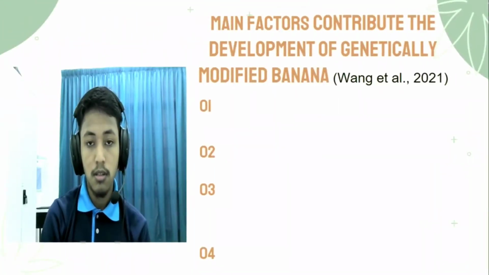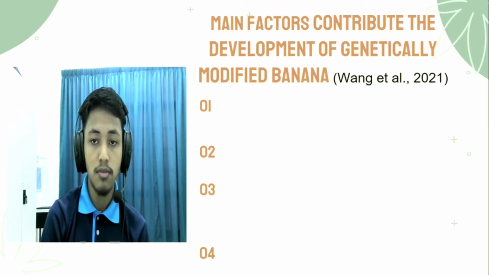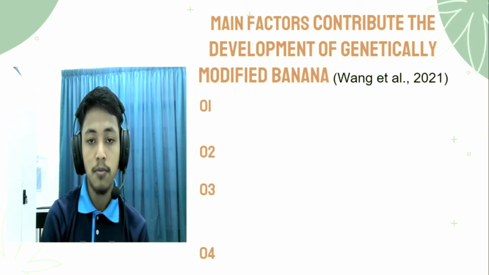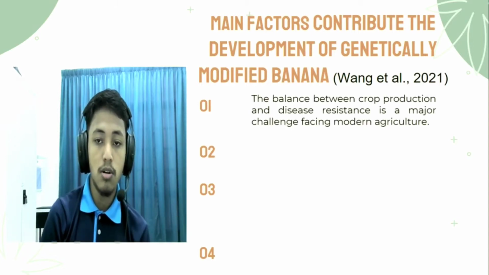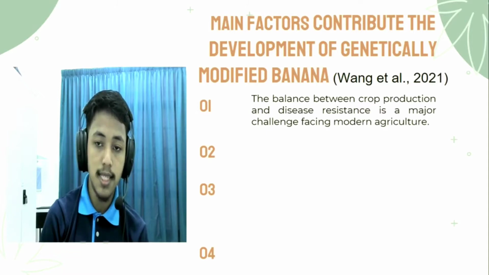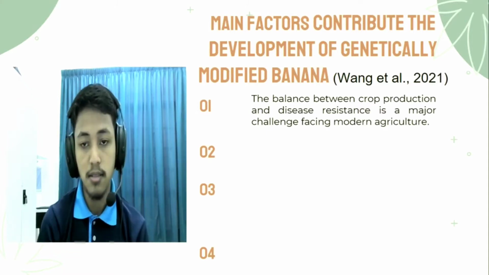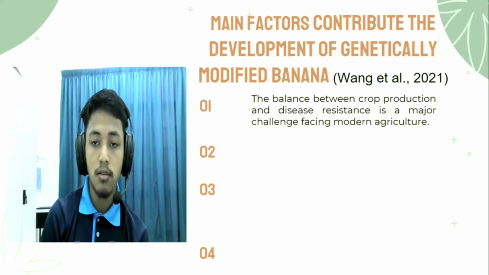So first of all, as you can see, there are main factors that contribute to the development of genetically modified banana. I got this point from Wang et al., 2021. The first point is that the balance between crop production and disease resistance is a major challenge facing modern agriculture, which means crop production and disease resistance is a problem that can contribute to the development of genetically modified banana.